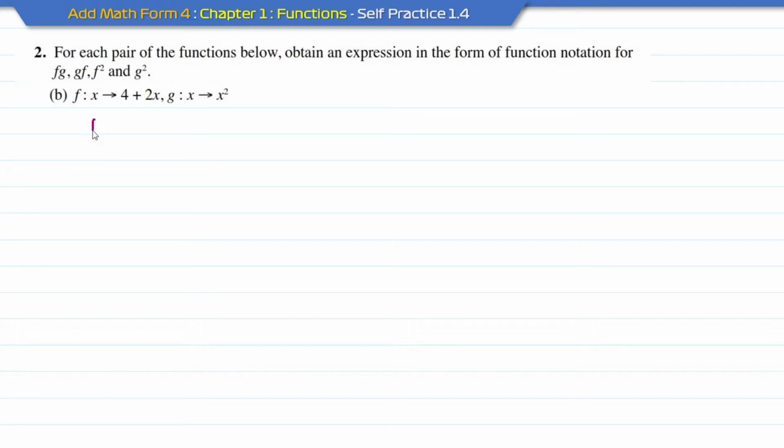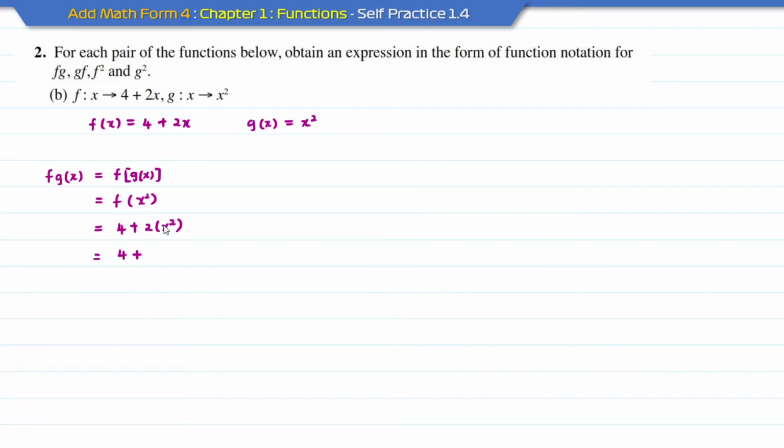Question B, we have a function f which is equal to 4 plus 2x, and then we have function g which is equal to x squared. So for the first one, we're going to solve for the composite function fg(x), which means we're going to insert the function g into the function f. So the function g is x squared. We're going to insert the x squared into the x of our function f here. So 4 plus 2 bracket x squared. So multiply it. So finally we'll have 4 plus 2x squared.